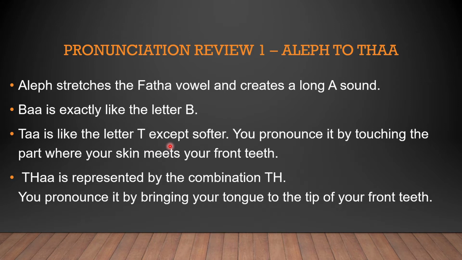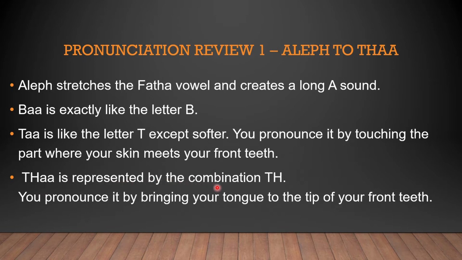Ta is like the letter T except softer. You pronounce it by touching the part where your skin meets the front teeth. When we pronounce T, the tongue hits the upper part of our mouth, but a little bit behind. So we bring it more forward and put it to the part where your front teeth meet the skin. You need to bring the tongue a little bit more forward towards your front teeth and make it Ta. This is what I mean when I say softer.